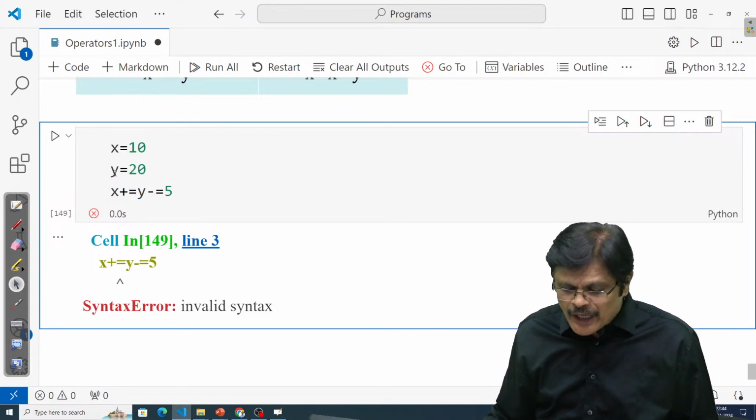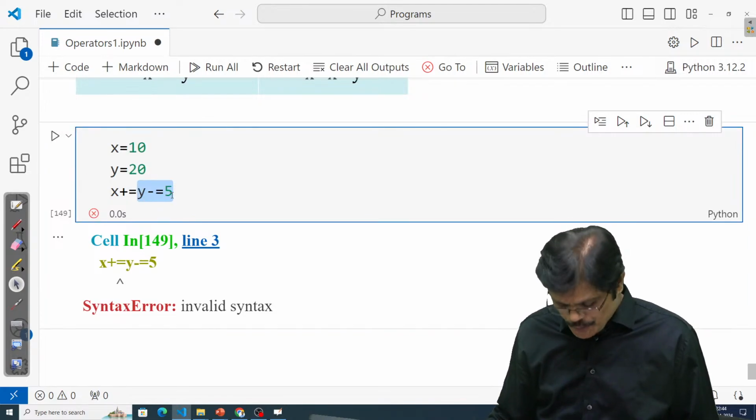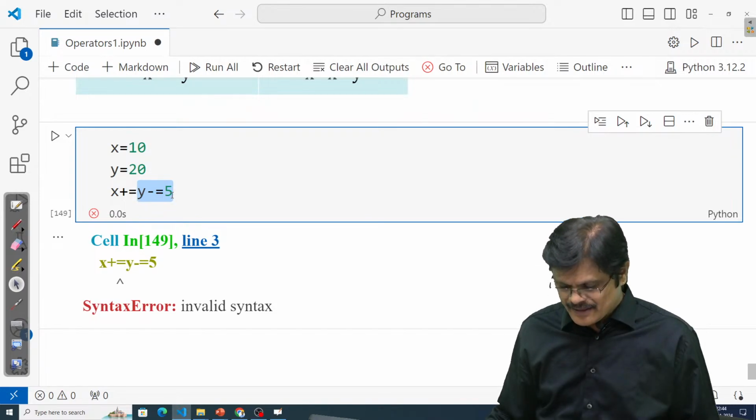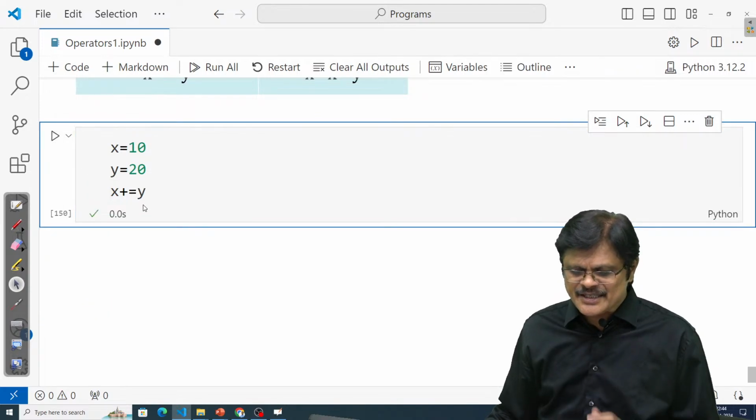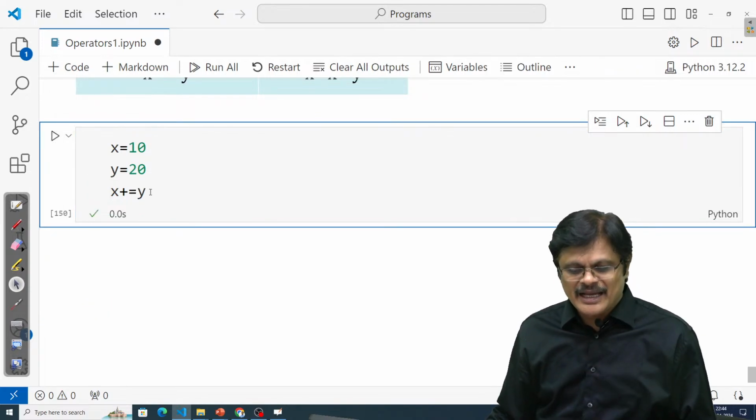If you want to do it, you have to do it separately. For example, you can do up to here, it is accepted. X is equal to X plus Y is accepted. Am I clear?